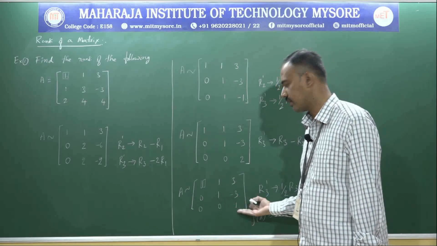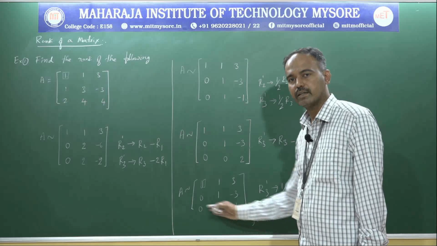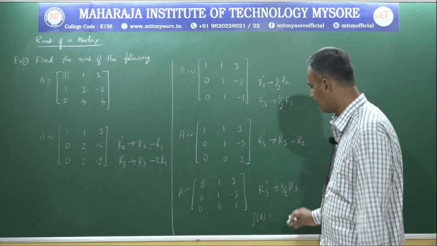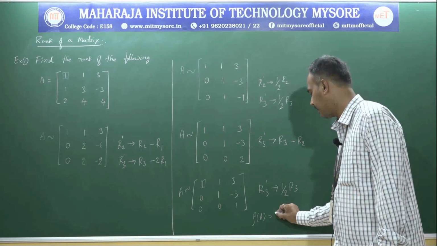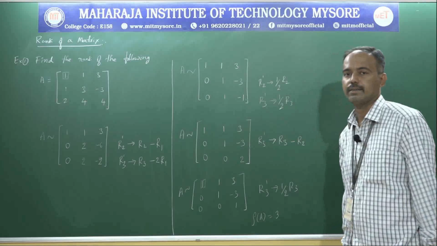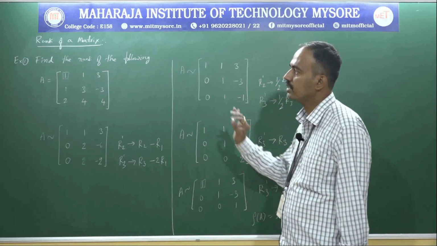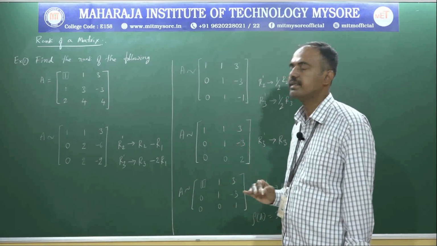Now we consider the last row also: one element 1 is available, so that is also a non-zero row. Three non-zero rows are available, so the rank of the matrix E is 3. That is the important thing. Is it clear?